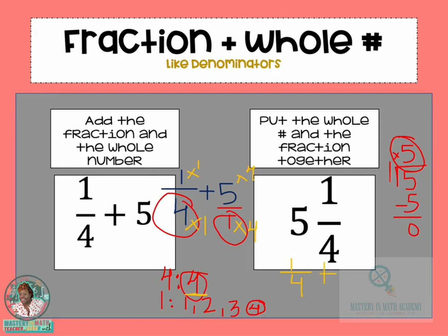Don't forget your plus sign. 5 times 4 is equal to 20. And 1 times 4 is equal to 4. Now we can add it together. 1 plus 20 is equal to 21. Keep your denominator the same. And now you can divide this.